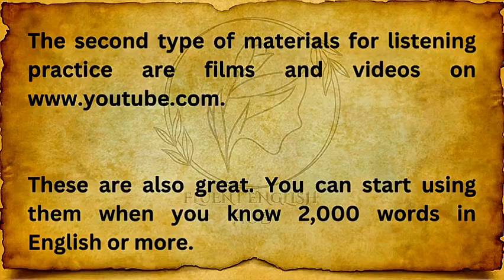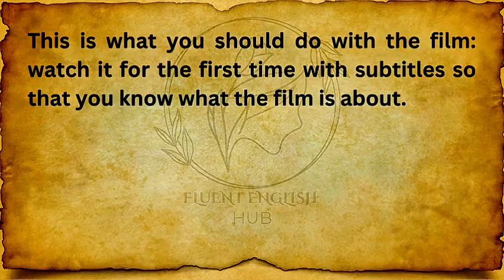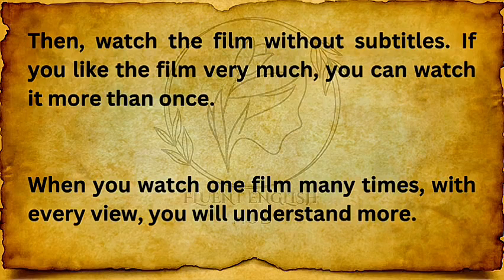The second type of materials for listening practice are films and videos on www.youtube.com. These are also great. You can start using them when you know 2,000 words in English or more. This is what you should do with the film. Watch it for the first time with subtitles so that you know what the film is about. Then, watch the film without subtitles. If you like the film very much, you can watch it more than once. When you watch one film many times with every view, you will understand more.